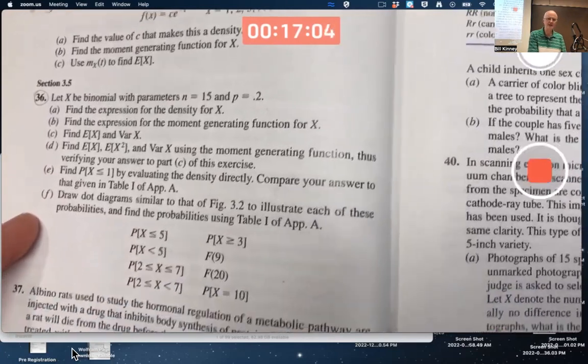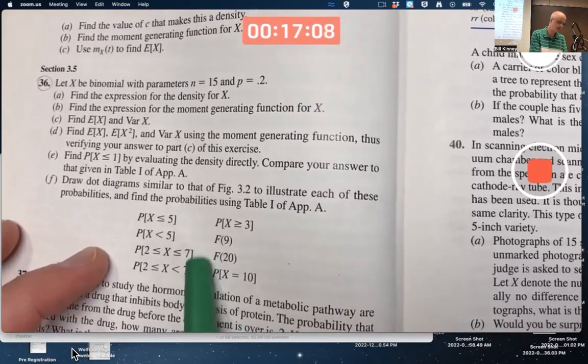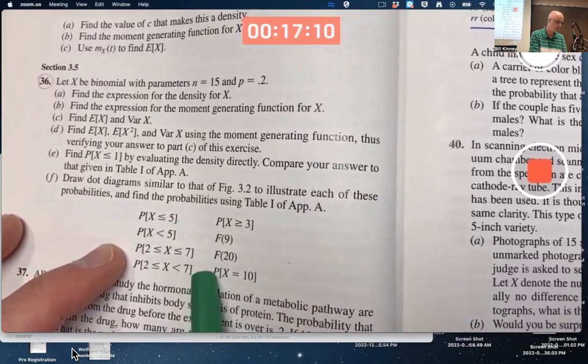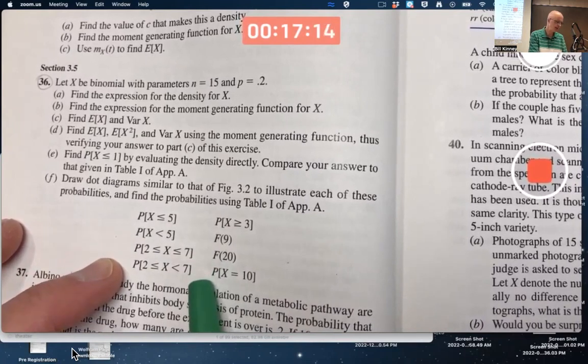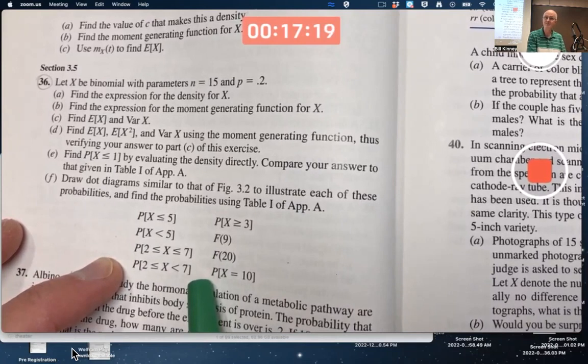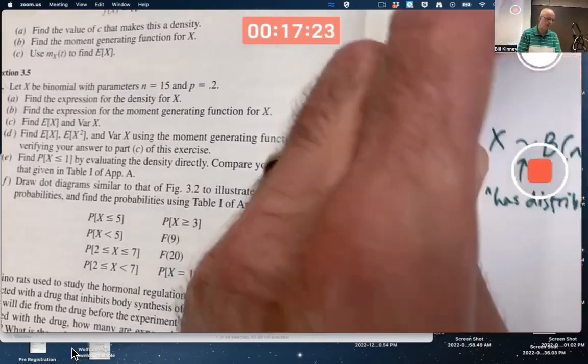Okay, what I really wanted to focus on is E through F here. Let's focus on a couple things in F. I want to focus on these two. The probability that x is between 2 and 7 inclusive, and the probability that x is between 2 and 7, possibly including 2, but not 7. You've had some problems where you had to think about this kind of thing before.